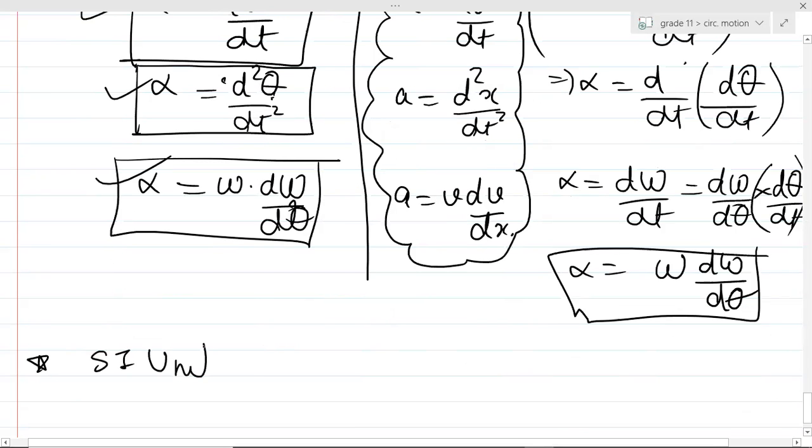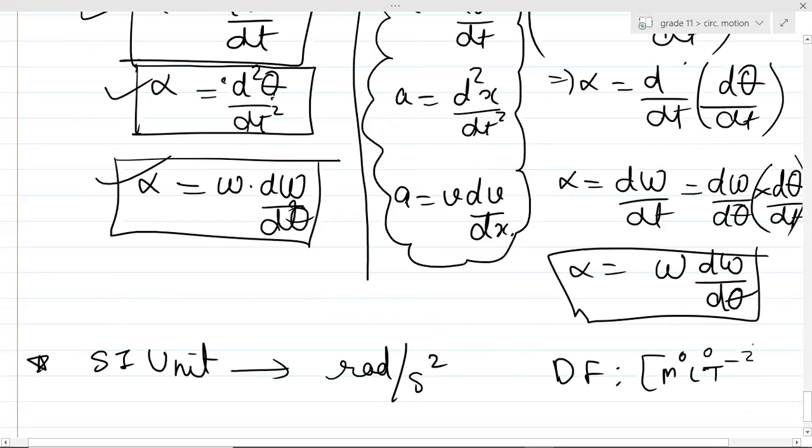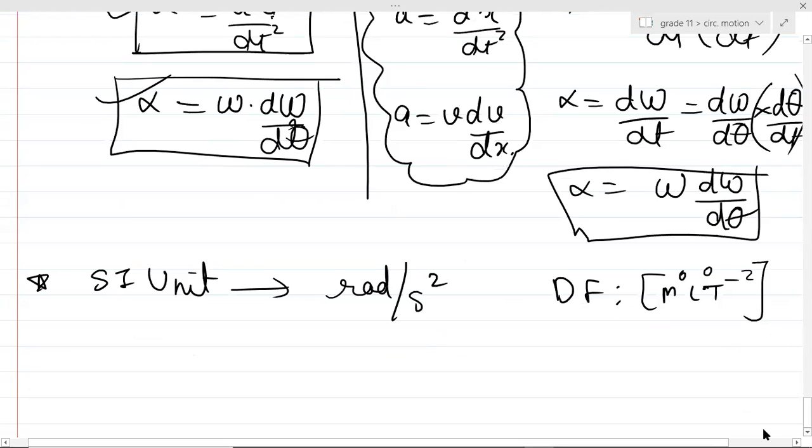Now the SI units. Take a photo, don't write. The SI unit will be radian per second square, and the dimensional formula will be equal to M0 L0 T minus 2. Okay, is this clear, guys? Any doubt in this, guys?